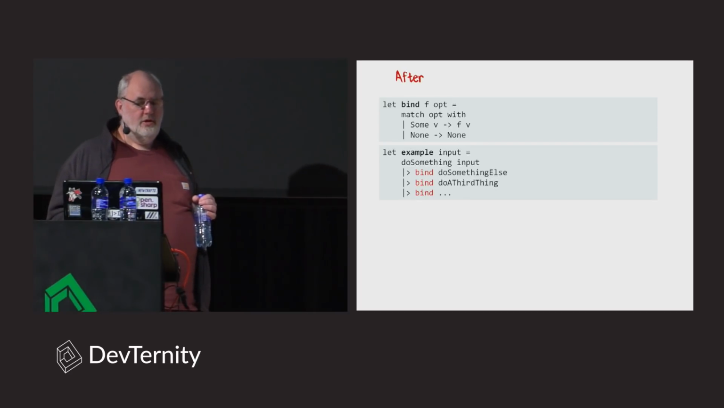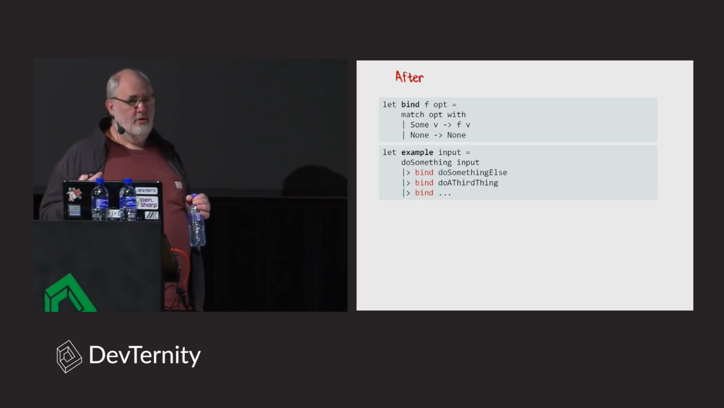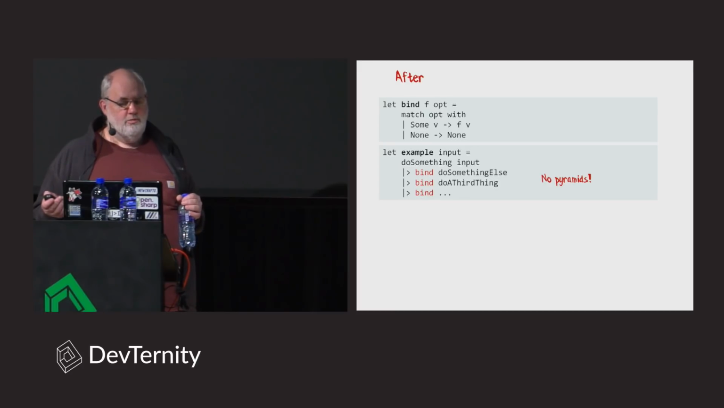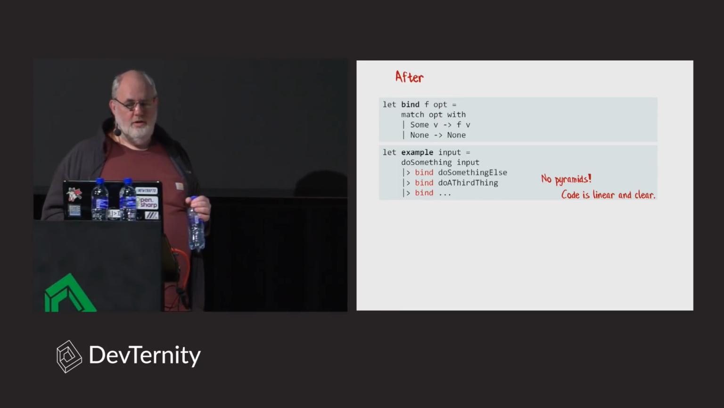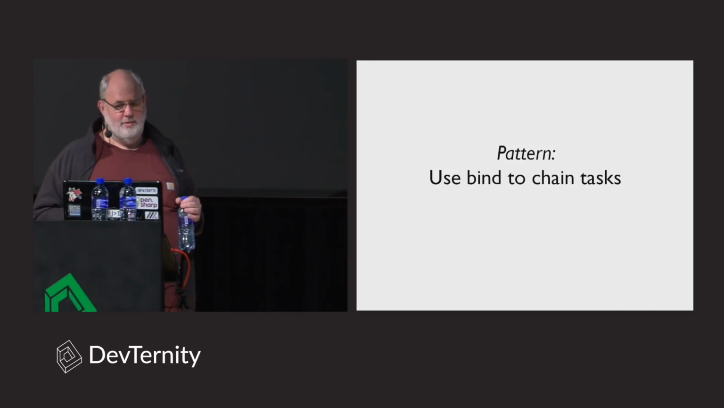So there's bind used in the context of options. No pyramids. Nice and linear and clean. So you can see this is why bind is so cool, because it makes your code really nice. And technically it's called monadic bind, which is the jargon word there.